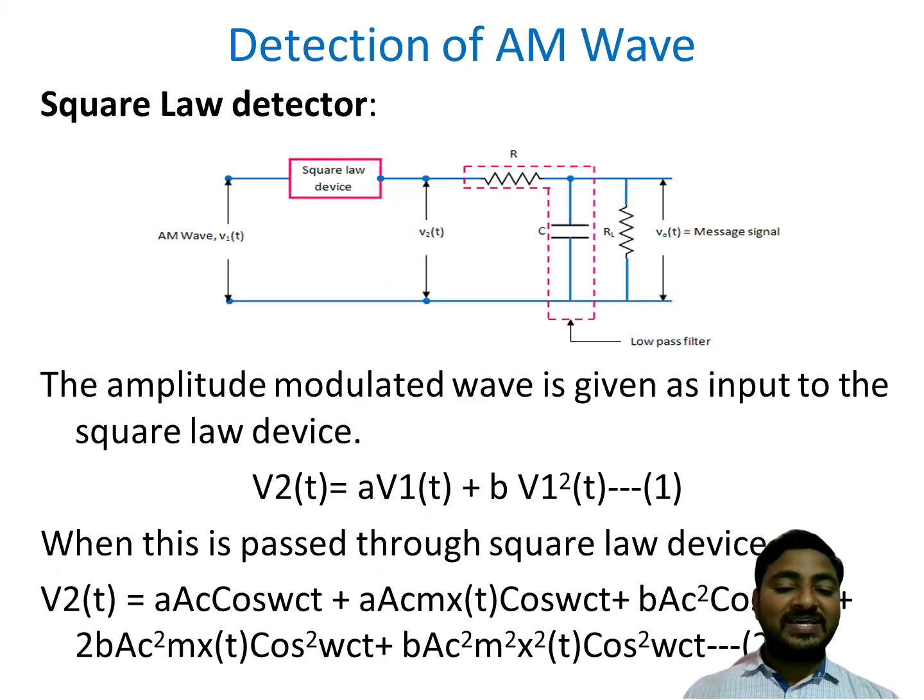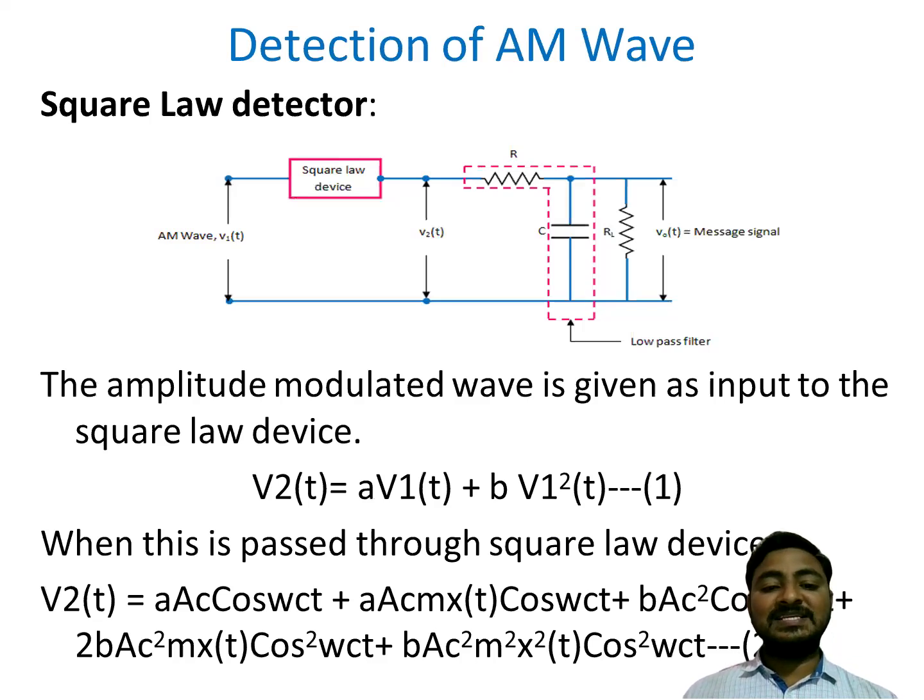The square law device is nothing but a diode or transistor. Then V2 of t is equal to A into V1 of t plus B into V1 square of t. This equation is nothing but the input output relation of a diode.